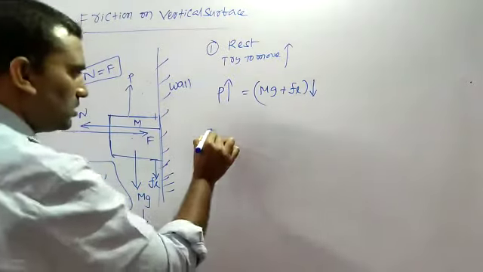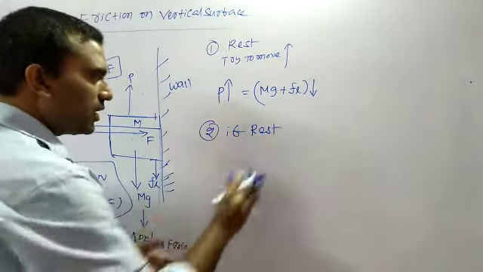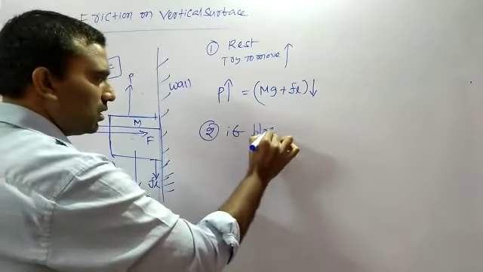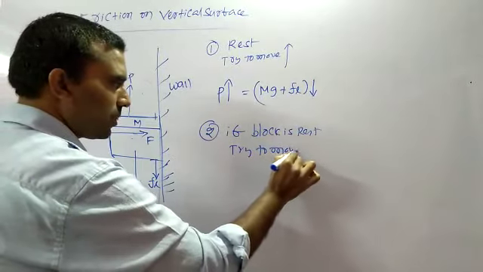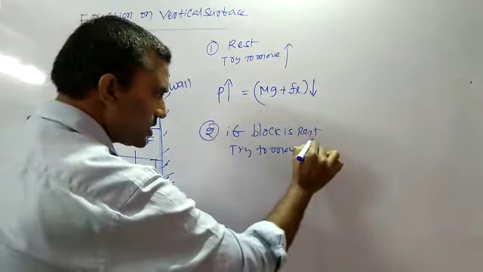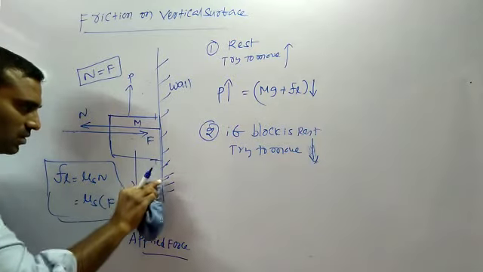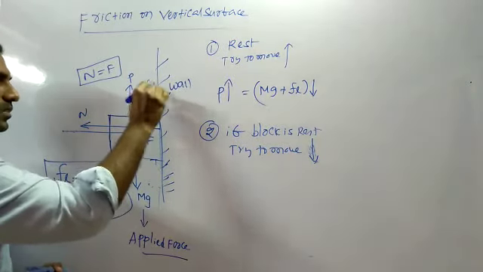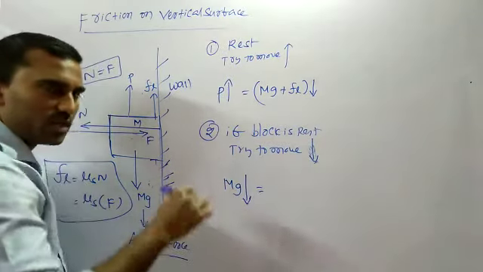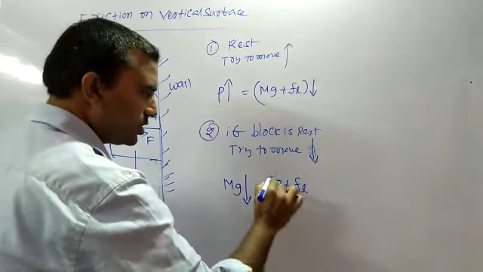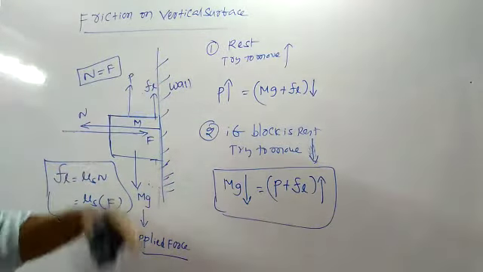Next, second case. If the block is at rest and trying to move downwards, then friction goes upwards. Here the weight mg acts downward, and P and friction both act upward. Whenever the block is at rest, upward forces equal downward forces.